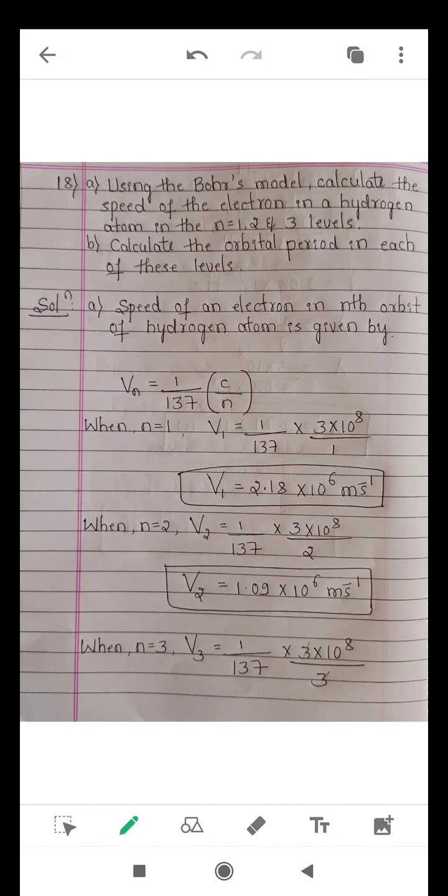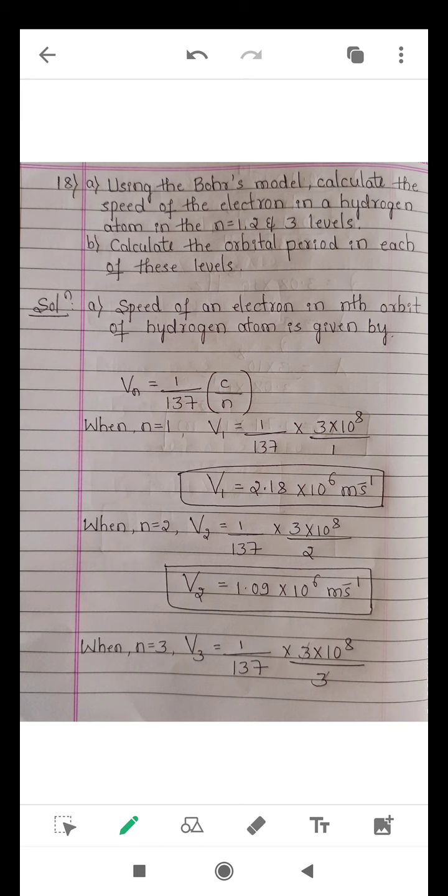So we'll move to the next problem. We have two sub-questions. First one, using the Bohr model, calculate the speed of the electron in a hydrogen atom in the n equal to 1, 2 and 3 levels. Second one, calculate the orbital period in each of these levels.